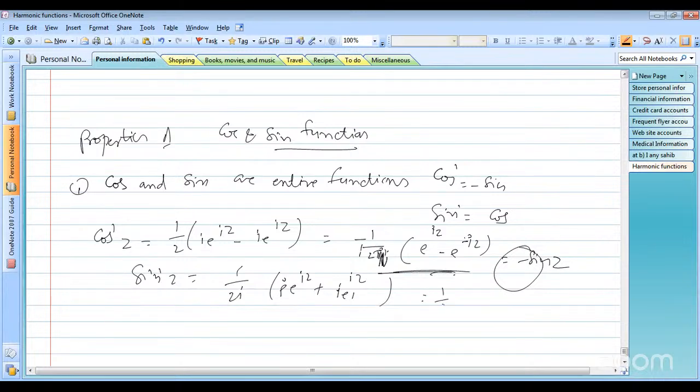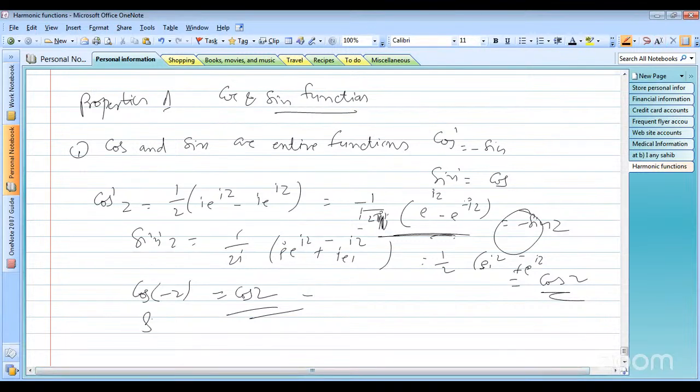So 1 by 2 (e^{iz} + e^{-iz}) is the cos function. But cos is an even function, and sin is odd. So cos of minus z is equal to cos z. And sin is an odd function, so sin of minus z is equal to minus sin z.